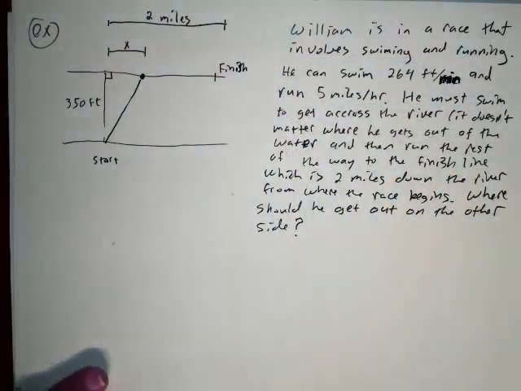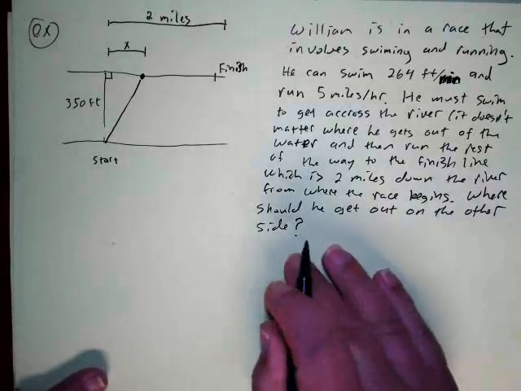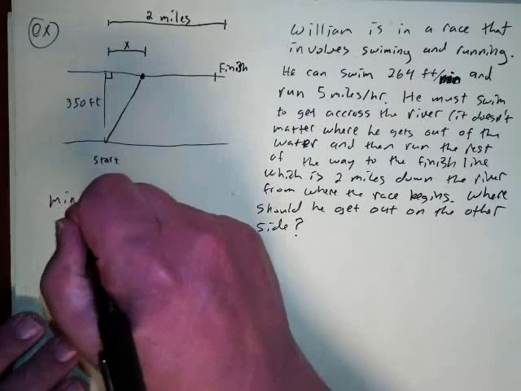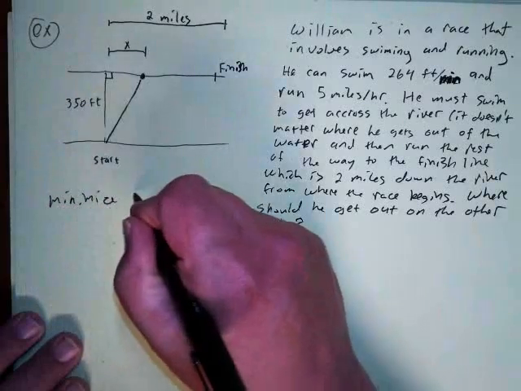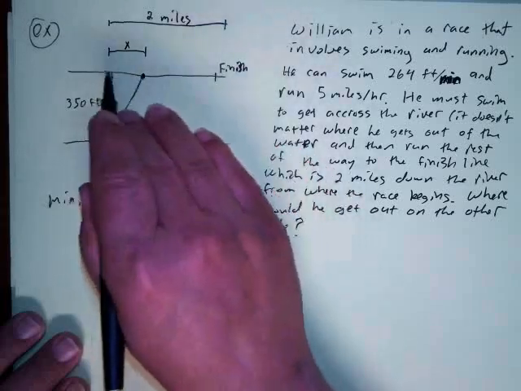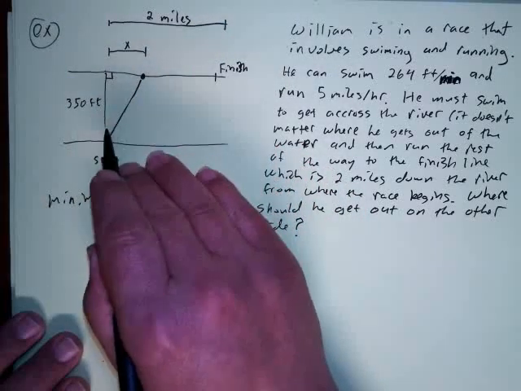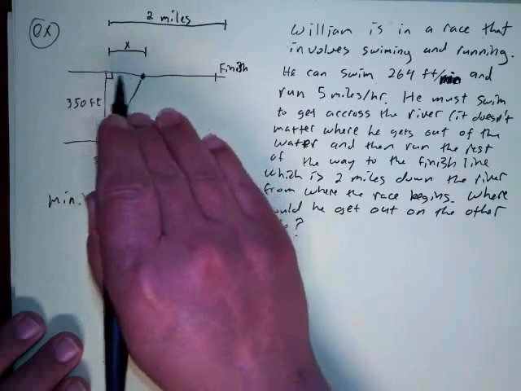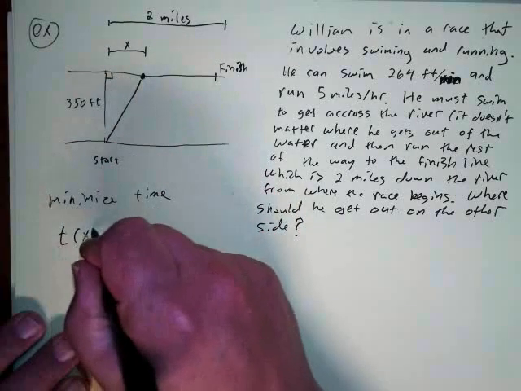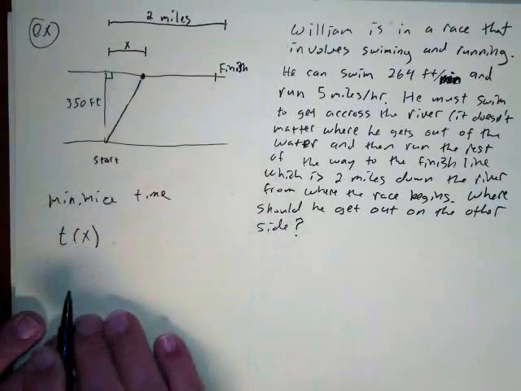So as long as I could get the time, what I want to minimize is the time. Minimize the time, right? And I want to find the x value. So where he swims here, we're going to find it as a function of x. So I want to get the time as a function of x, okay?